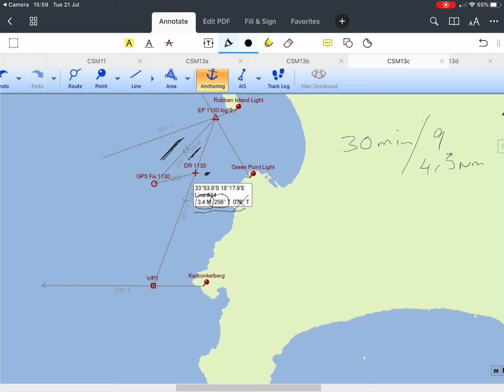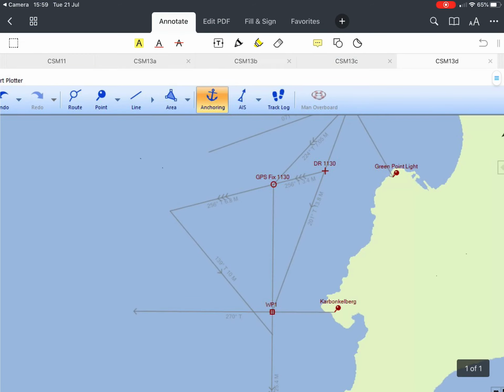You can ignore that, it's just the reciprocal of that number. So that's in half an hour, therefore our drift is 3.4. Our rate is going to be double that because it's a whole hour, 6.8 knots. And our set direction is going to be 256 degrees. Okay, so going into the next question, the final one, it's really straightforward.